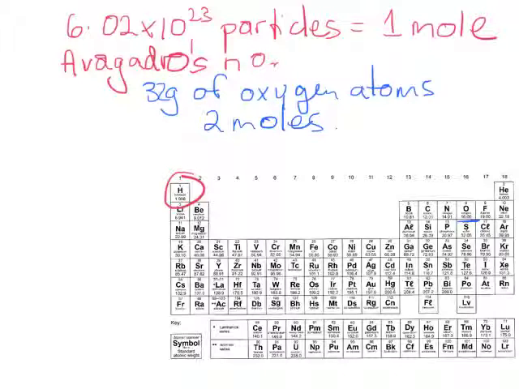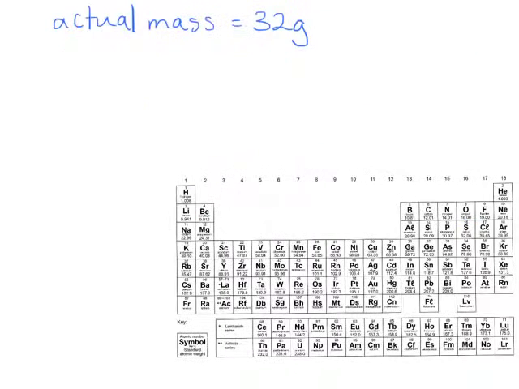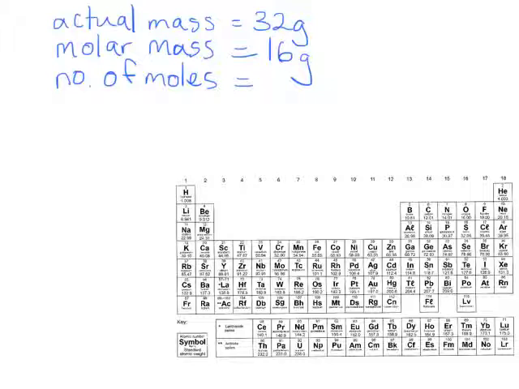Now we've done that because the numbers are very easy. Let's have a look at a mathematical relationship now, which will allow us to determine how many moles there are in any mass of any element sample that we look at. Now what we actually did in the previous example is we knew that the actual mass of oxygen was 32 grams, and we knew that the molar mass of oxygen was 16 grams. So what we did is we said 32 divided by 16 would give us the number of moles, and 32 divided by 16 is 2 moles.